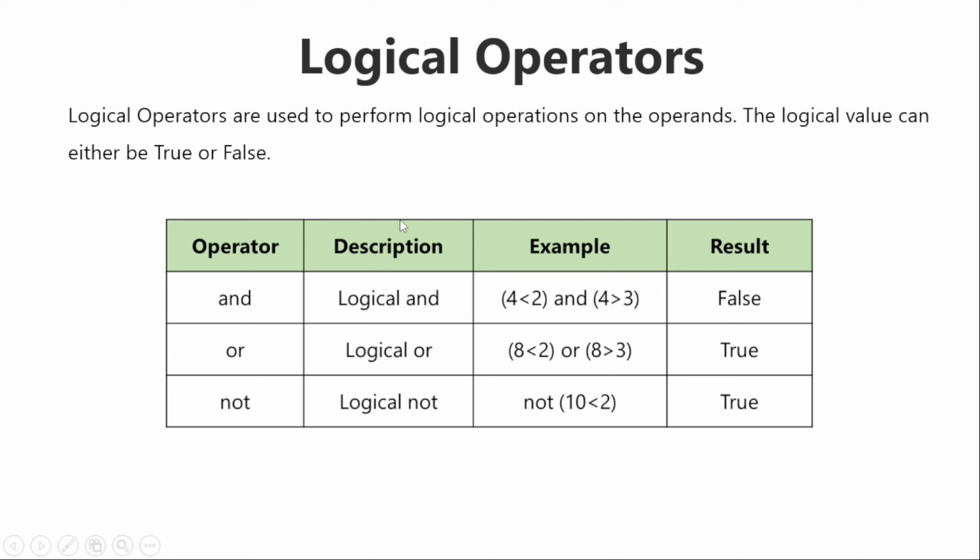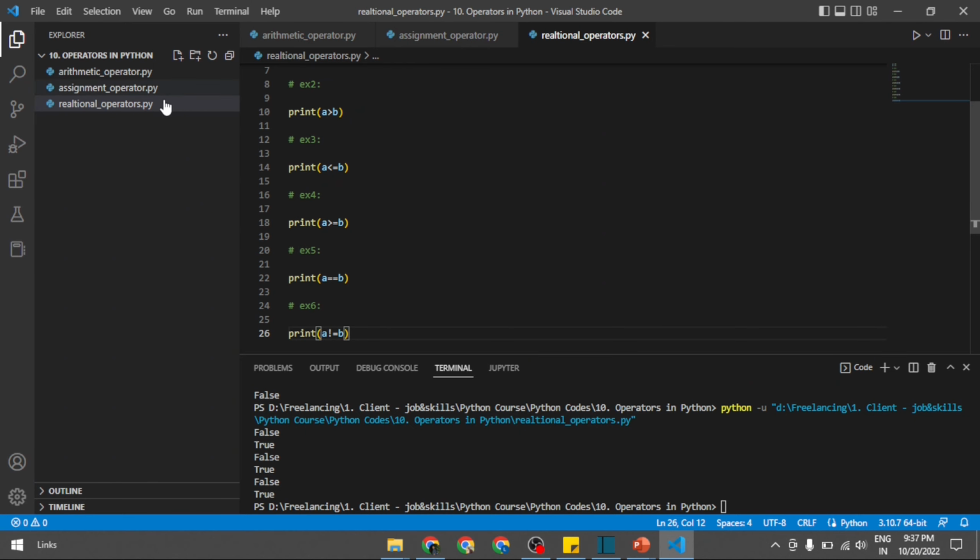Now let us move on to logical operators. Logical operators are used to perform logical operations on the operands. The logical value can either be true or false. The comparison and logical operators are most probably used in conditional statements. We will be discussing those in our upcoming session. In conditional statements, these two things are commonly used. Now let us work on logical operators. Logical operators.py.